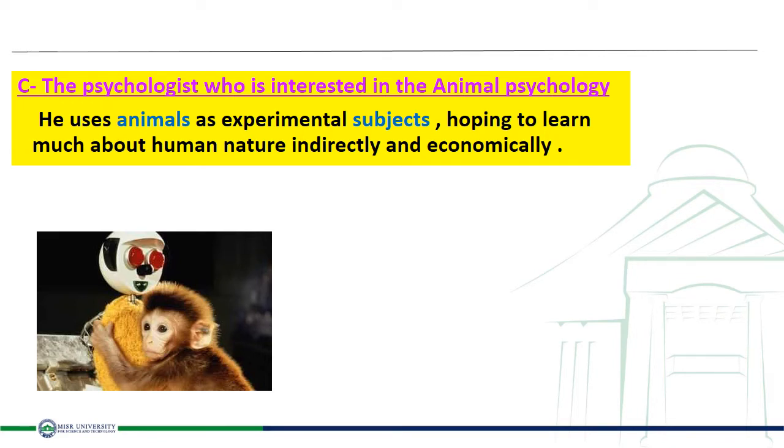Now, what about the definition of animal psychology or the psychologist who is interested in animal psychology? We can define this psychologist as follows. He uses animals as experimental subjects, as experimental participants in his psychological research. Why? Hoping to learn much about what? About human nature, in an indirect way and in an economic way. And also we can define animal psychology as a discipline that conducts experiments on animals in order to learn about human nature, but in an indirect way and in an economic way.